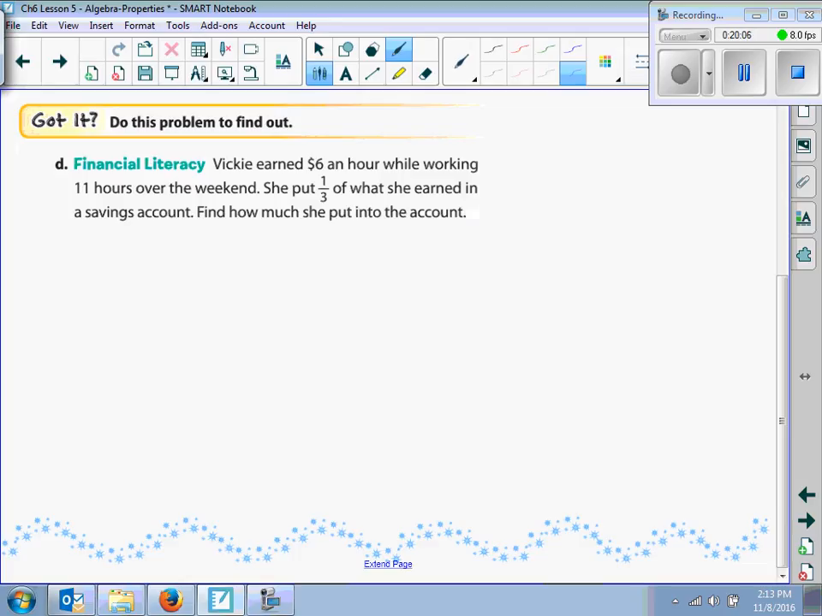All right, so example D. It says Vicki earns $6 an hour while working 11 hours over the weekend. She put 1/3 of what she earned in a savings account. Find how much she put into the account, okay? Now, if you look at this, this tells me how much she put in her account, right? 1/3 of what she earned. That's how much she put in her account, correct? 11 hours. So here, that's 1/3 of what she earned.